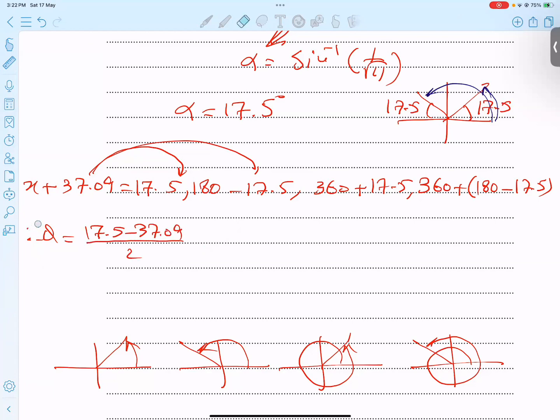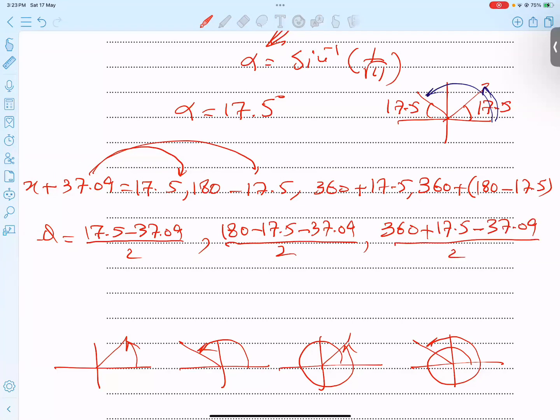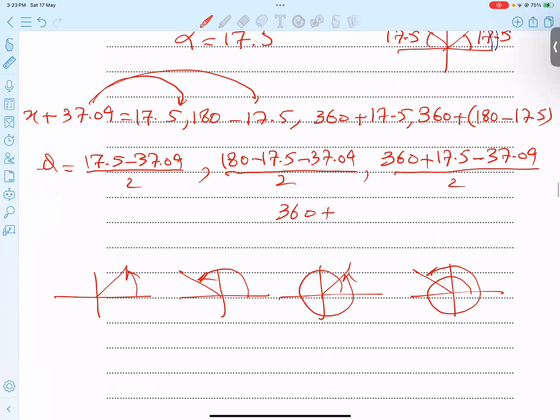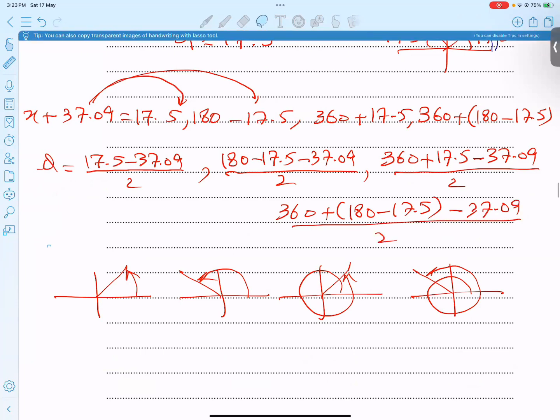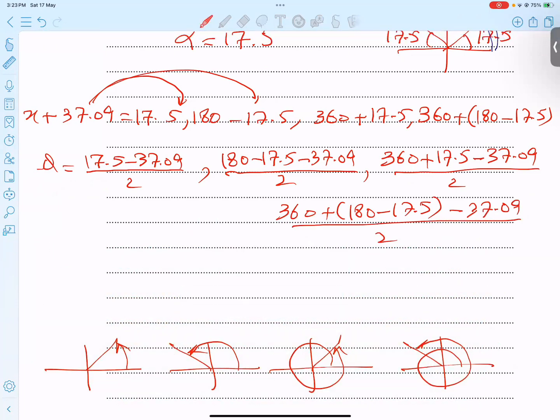I erase this 2 from here. Second answer, 180 minus 17.5, and this will subtract 37.09 and divide by 2. This is my second answer. And now 360 plus 17.5, and this will subtract from here and divide by 2. And last answer, 360 plus 180 minus 17.5 minus 37.09 and divide by 2. So in this way, I can get my required answers. But this is out of range, so I'm not writing it at all.